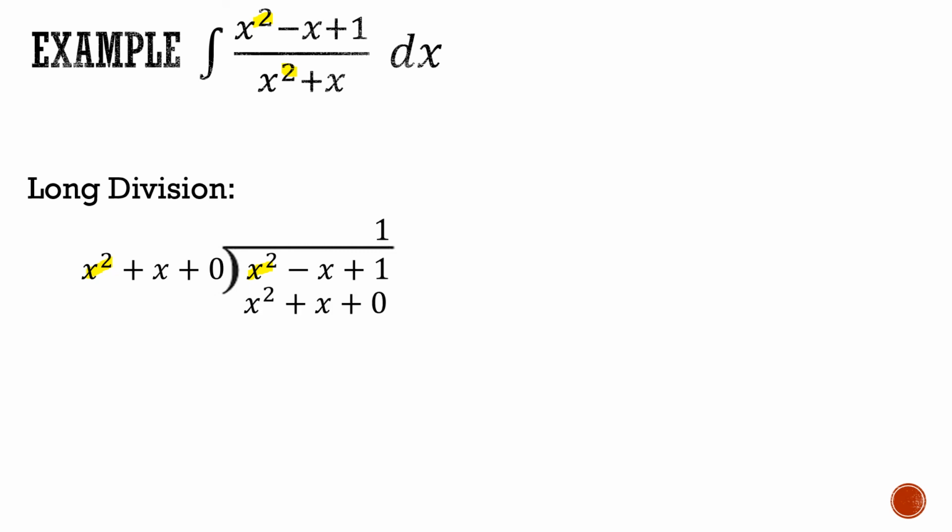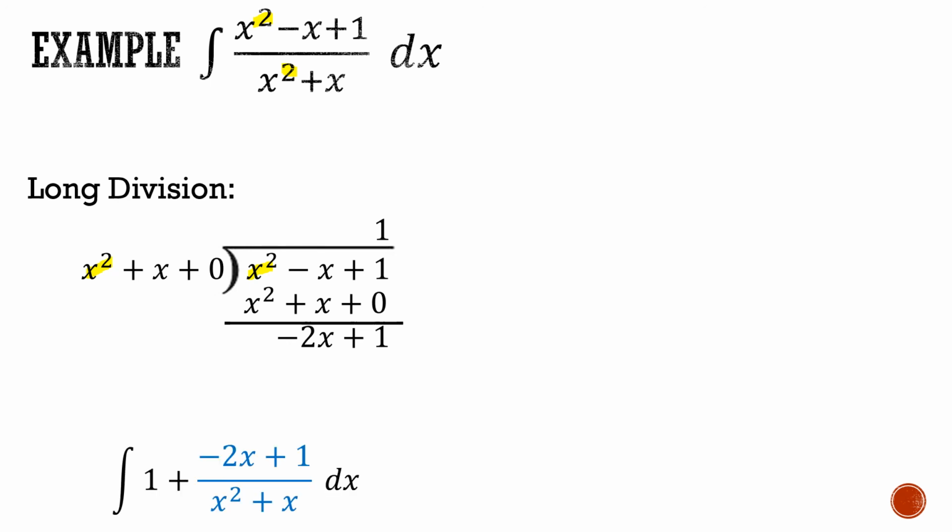I'm going to multiply that back out to get x squared minus x plus 0. And then I'm going to subtract, and I'm going to end up with -2x plus 1 as a remainder. And I know that's a remainder because there's nothing I can do to x squared to give me -2x. So now rewriting that as my integral, I have the integral of 1 plus my remainder over the original thing I was dividing by. So 1 plus -2x plus 1 over x squared plus x.